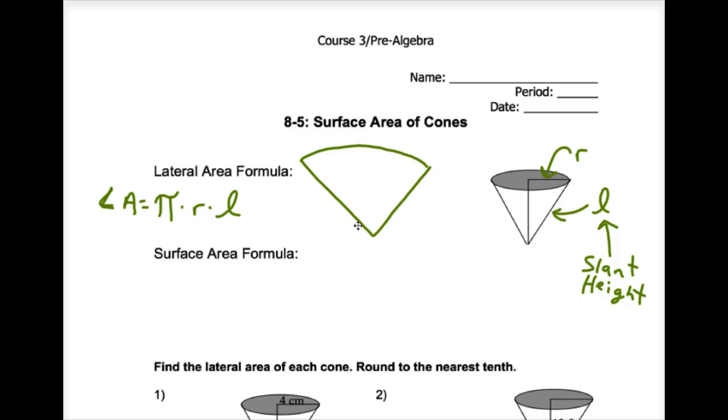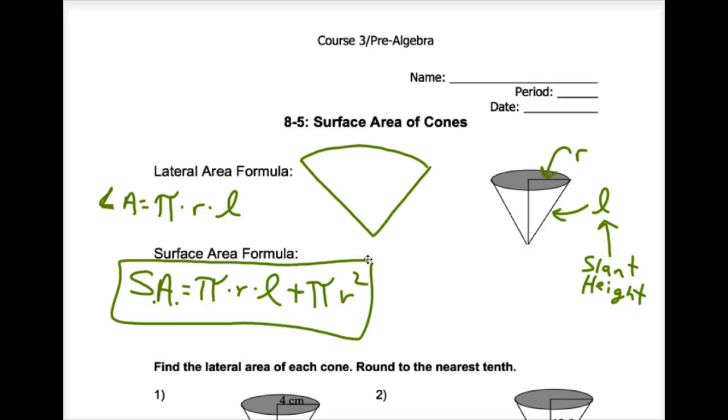Here's the whole surface area formula. We're going to do the lateral area, pi r L, plus, how many circles are in a cone? One of them. So if you use your area of a circle formula, it's pi r squared. Here's the whole surface area formula, and above it is our lateral area formula.